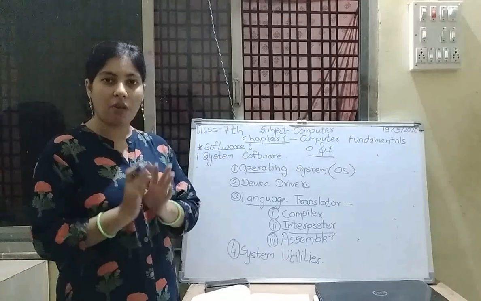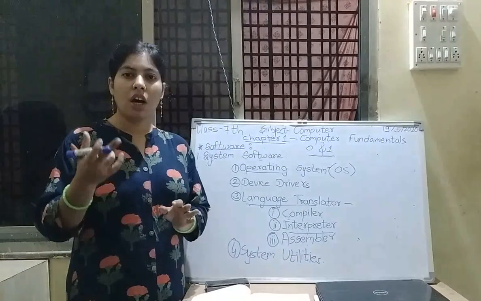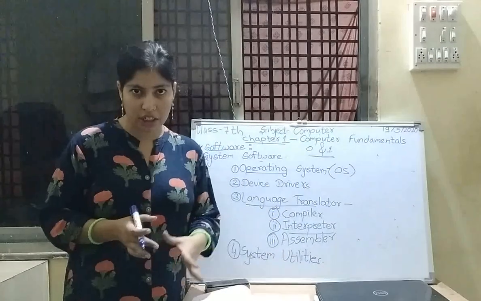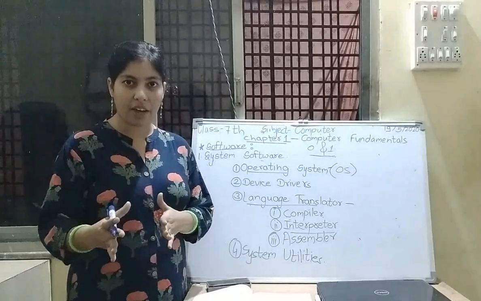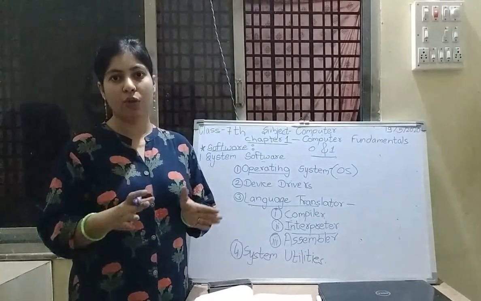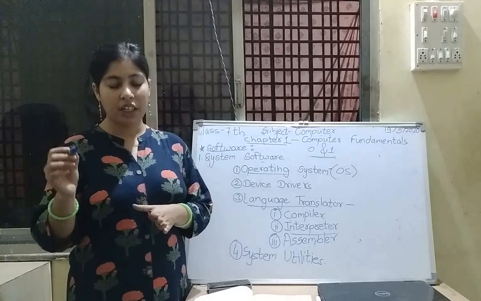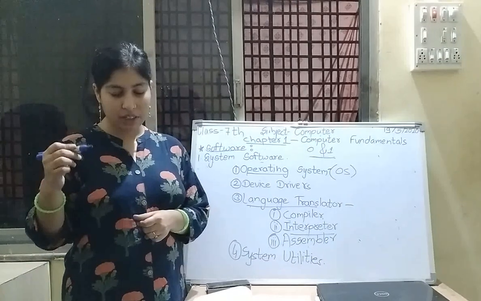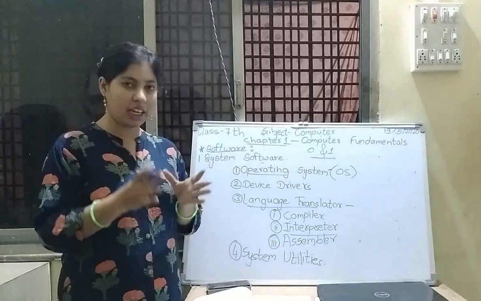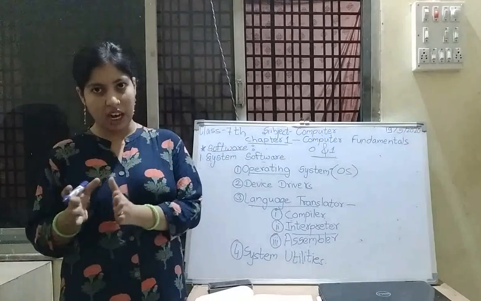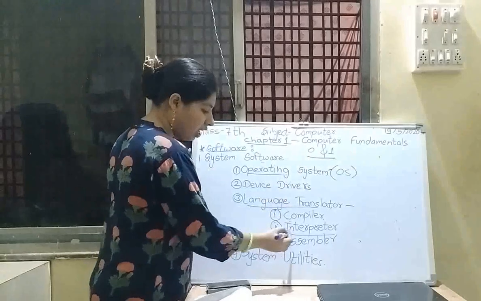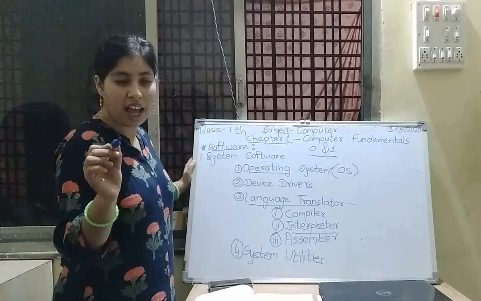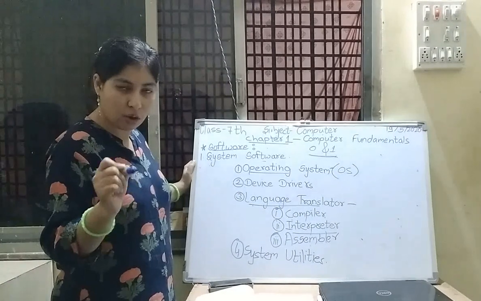What does this interpreter do? This interpreter converts the machine language, the language which is processed by a machine, into a high level language. High level language means in the form of English text, English wordings. So the interpreter converts the machine language, that is 0 and 1, into a high level language, the language which is understood by humans.